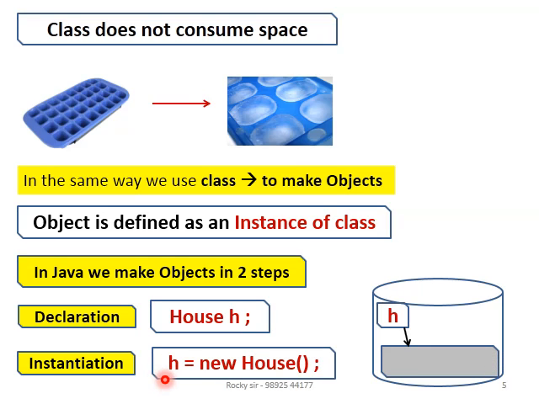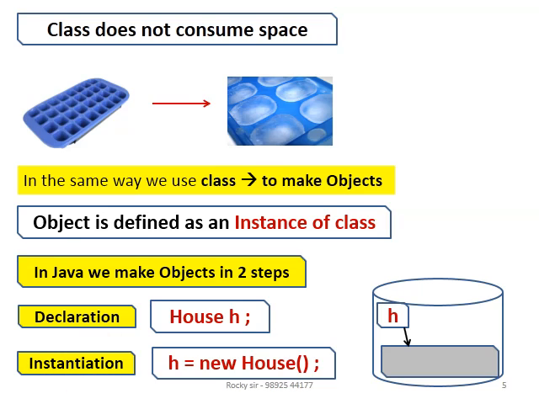Let's have a look at the instantiation. An instantiation looks something like this. h is equal to new house. Here, new is a keyword which means book space required to store the attributes of the class house. The class house has 4 integers. I hope we all recall. If each integer takes 4 bytes of space, 4 integers should take 16 bytes of space in the computer's memory. So, we conclude that to make an object in Java, we require two steps. First, declaration, and second, instantiation.